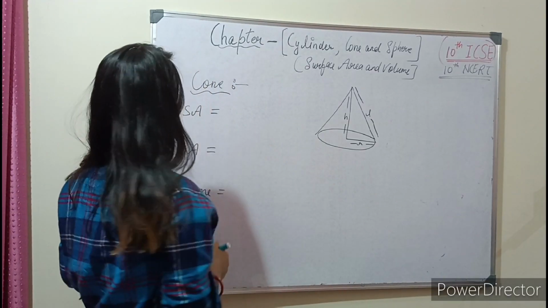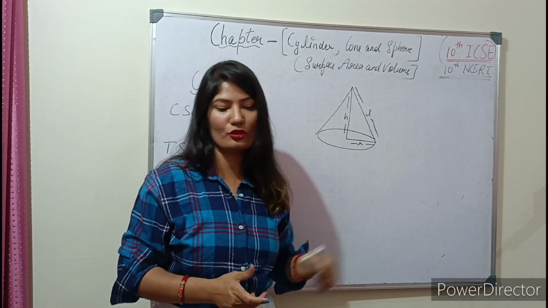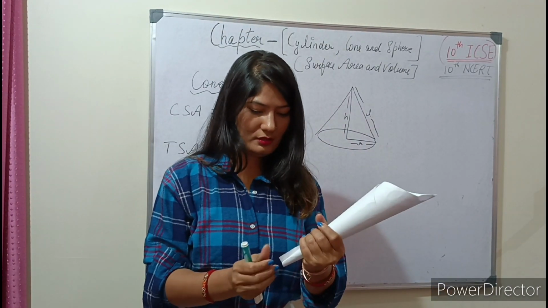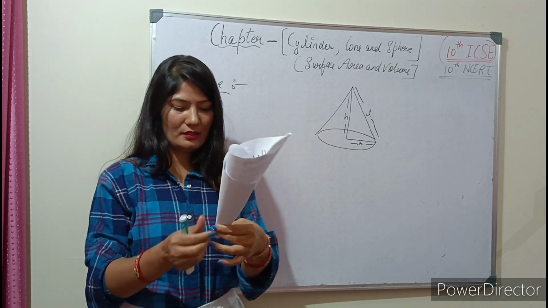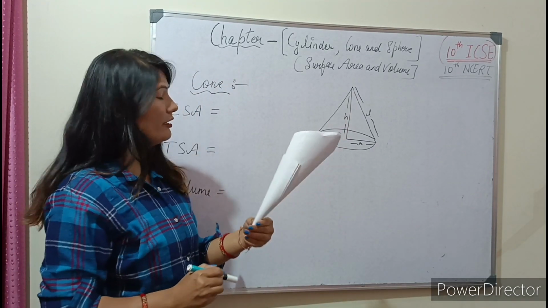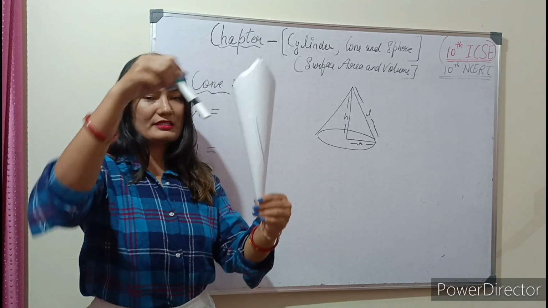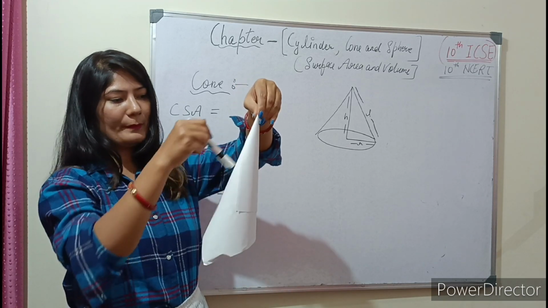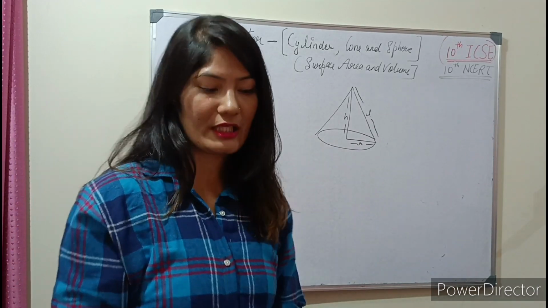Now moving to the next topic, that is cone, and again we need to find the CSA, TSA and volume of this given cone. So here, with the help of this A4 sheet, I try to make a cone. This is not exactly like a cone, but it is considered as a cone. The first part is CSA, the curved surface area. If I place it this way, all this curved portion is the only CSA.